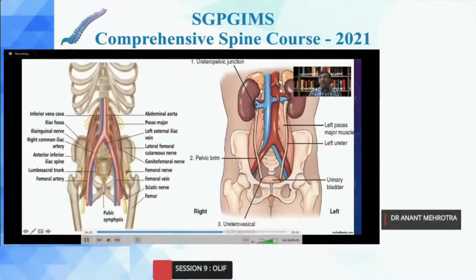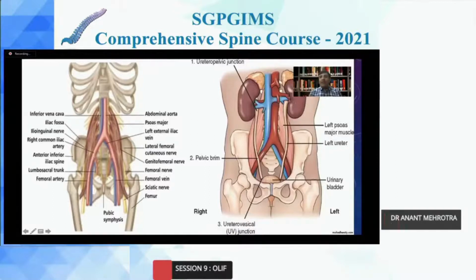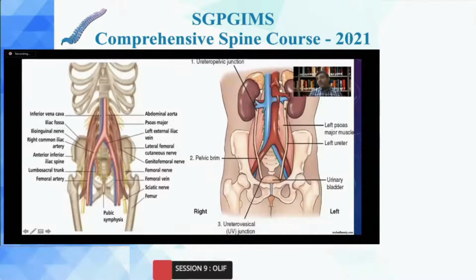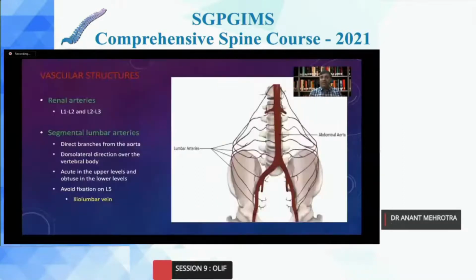Now, moving on to the diagram on the right side, you can see here that we have the ureter. The ureter initially courses medially at the L2, L3 level, and then it courses laterally, and then again comes medially to enter into the urinary bladder. But this medial course is at a much lower level, at about S3, S4, which we are not concerned with. So it is at the L2, L3 level that the ureter is slightly more medial and there are more chances of injury. We shall see this in the subsequent slides.